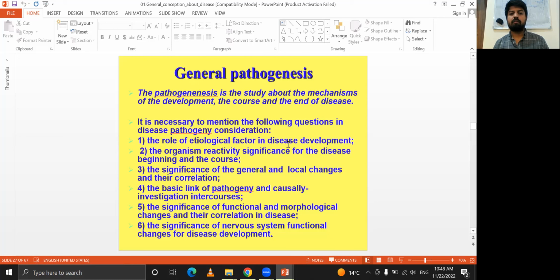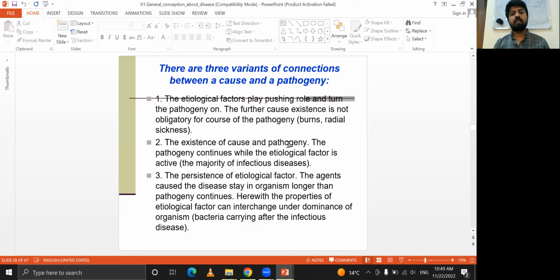After that, the general pathogenesis. Pathogenesis is the study of the mechanism of development of the disease, the course and the end of the disease. It is necessary to mention the following questions: the role of the etiological factor in disease development, the organism's reactivity, the significance for the disease beginning and course, like all the things we have discussed in general pathogenesis, the basic link of the pathogeny, the significance of the functional and morphological changes, and the significance of the nervous system and its changes for disease development.